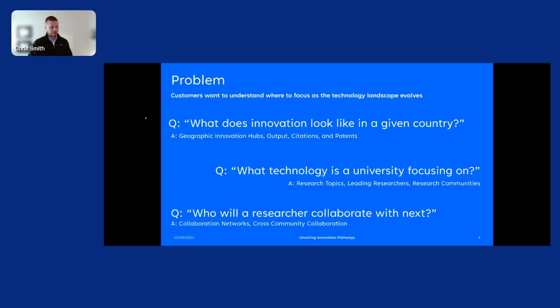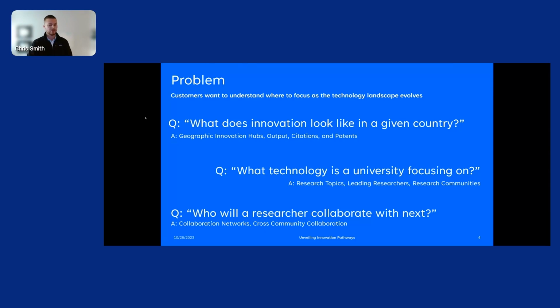And at the most micro level, we have, all right, we've identified a university, we're in a country that we're interested in, but now we're looking at specific researchers. And one of the more interesting questions that we'll try to answer today and in the future is, who will a researcher collaborate with next? Some of the things that we can provide there to help answer that question are things like collaboration networks. So co-author relationships, who are these people collaborating with? But then also looking at cross-community collaboration. So you have a researcher in this community, a researcher in this community, they start collaborating.